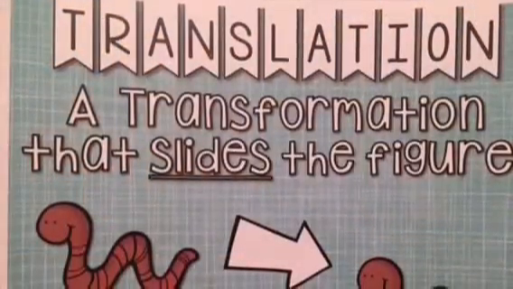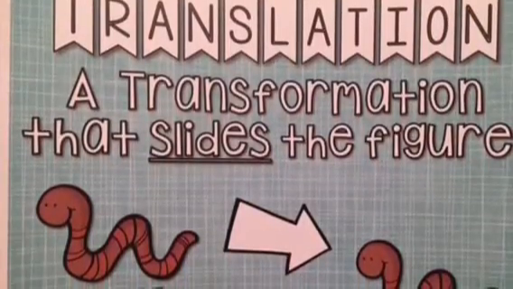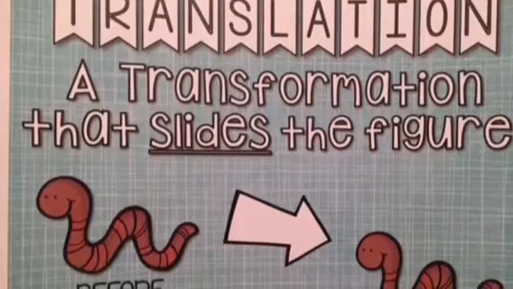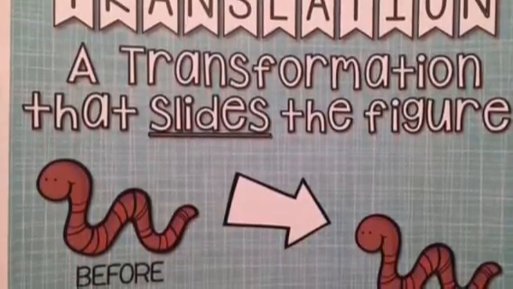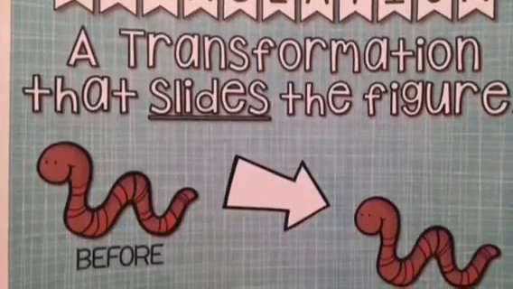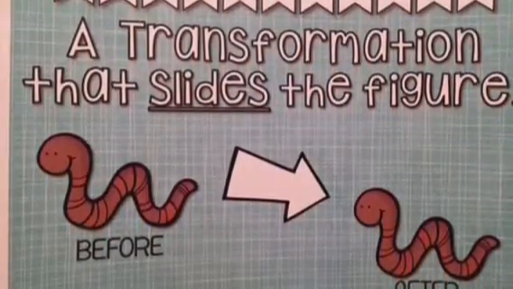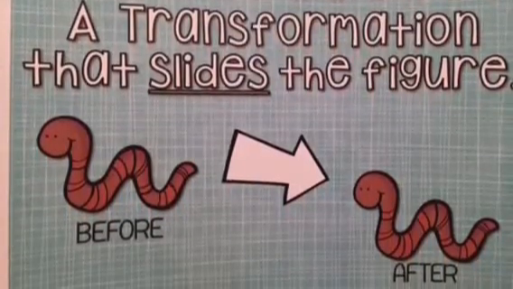Now we're going to start on translations. They also don't change shape. They slide along the coordinate plane. So here's another keyword to remember, slide. As you can see here, the worm has slid over to the right and down. It did not change shape and it did not flip.